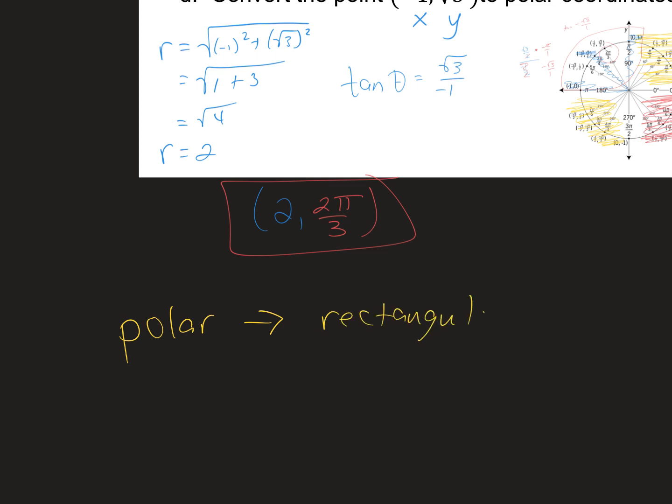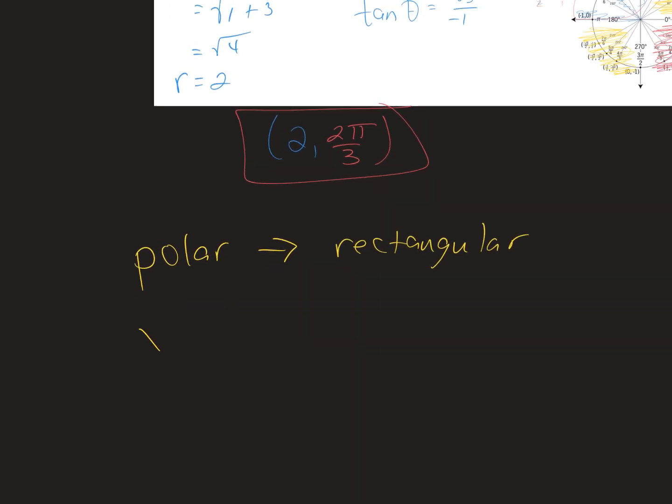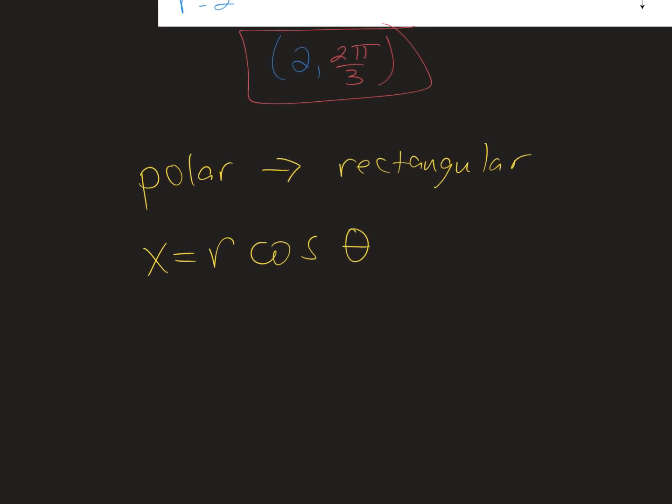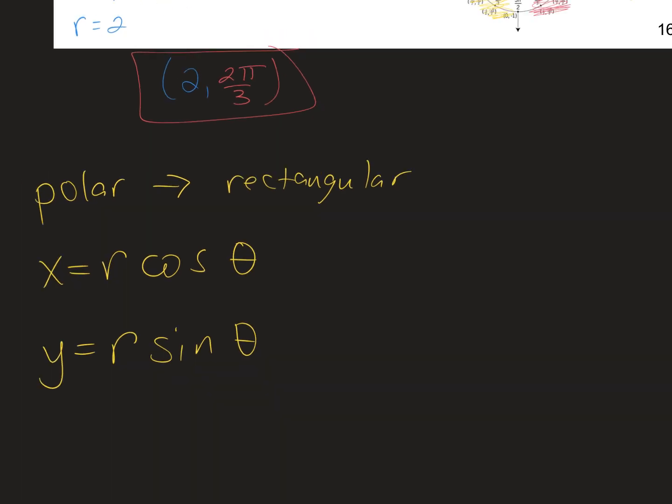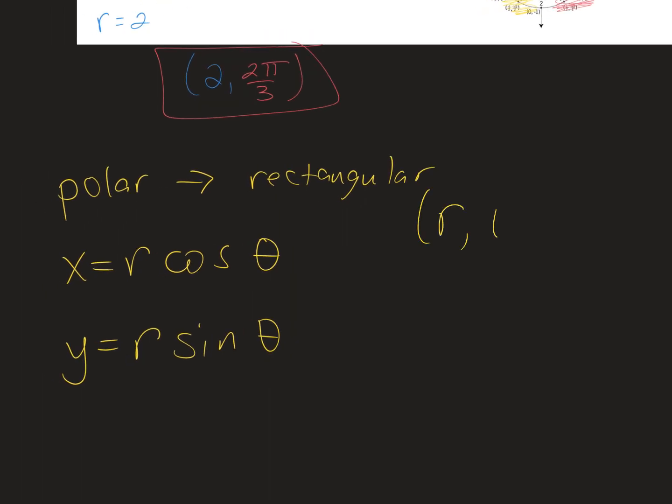what are the two formulas? x equals what? r times cosine of theta. And what is y? r times sine theta. All right, those two formulas. Because you're going to be given the r and the theta, so you use that information to go from polar to rectangular.